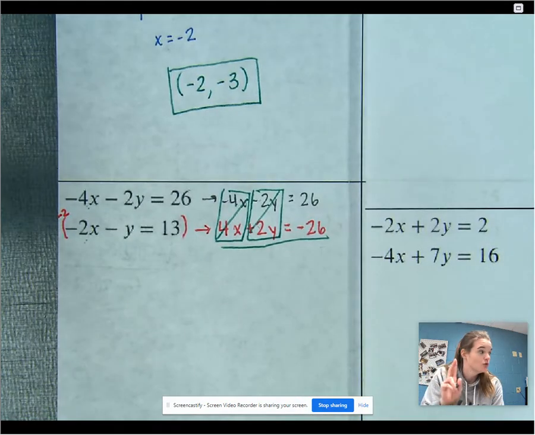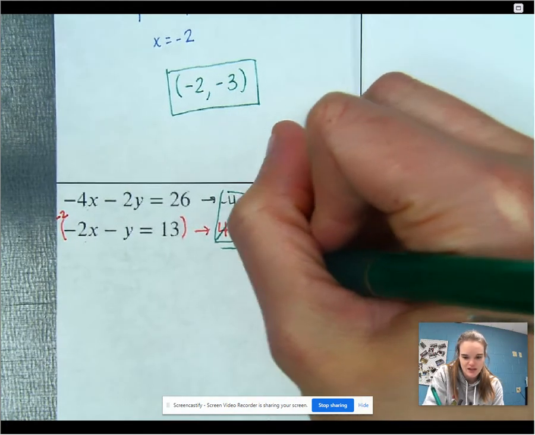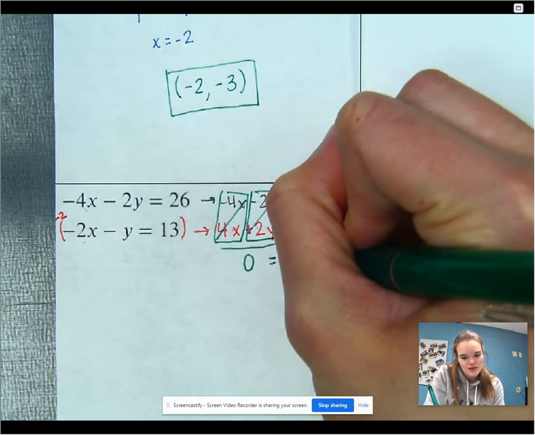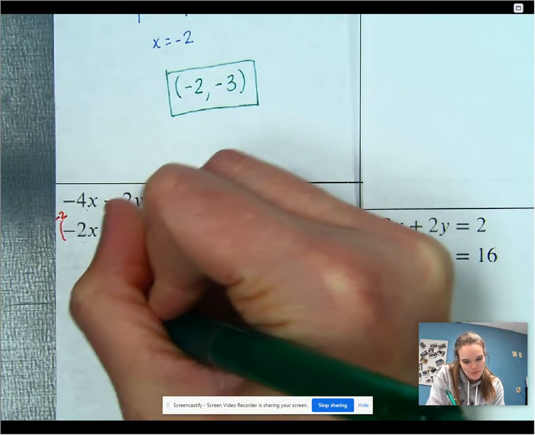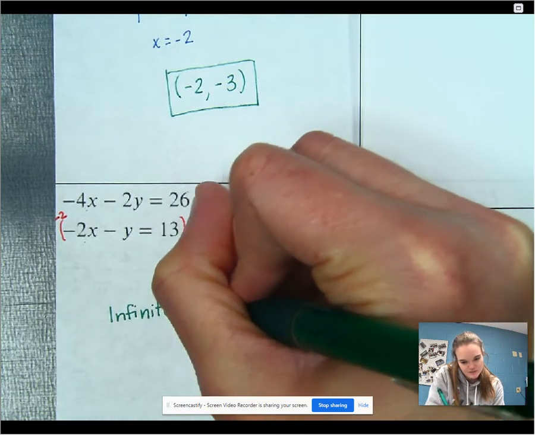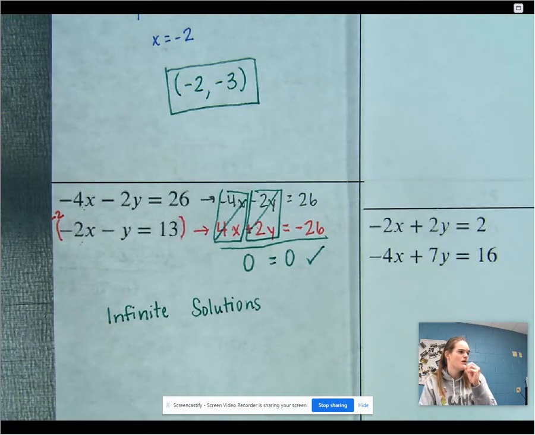So it's either going to be no solution or infinite solutions. Nothing is left on the left side. And that equals 26 minus 26 is 0. Since that is true, the answer is infinite solutions. Infinite solutions.